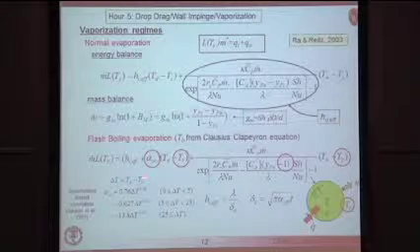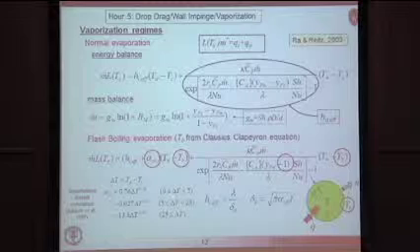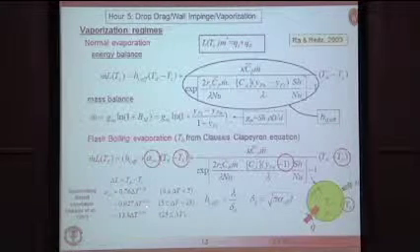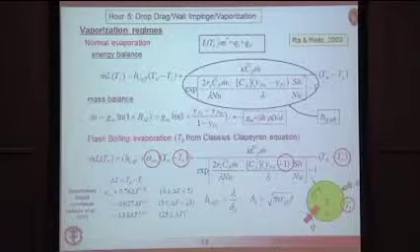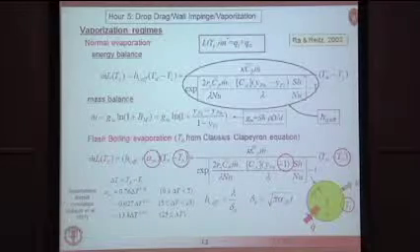Here are some correlations that are published in the literature that essentially depend on the amount of superheat that the droplet experiences and essentially augments this effective heat transfer coefficient. Okay, so that's kind of a state-of-the-art vaporization model.